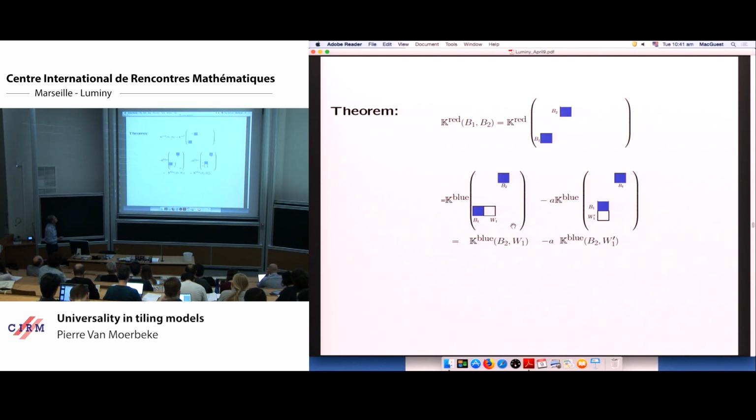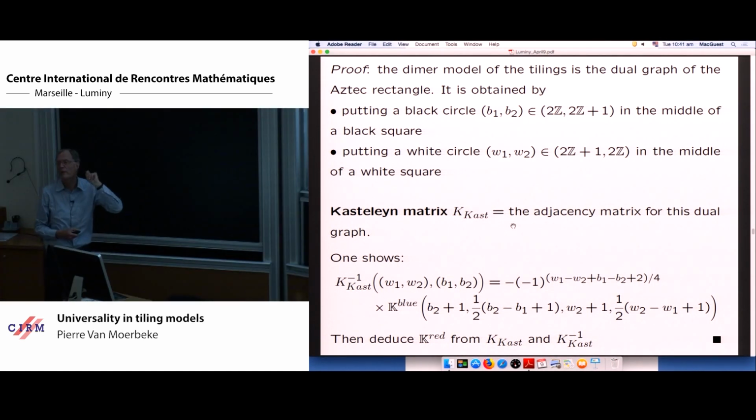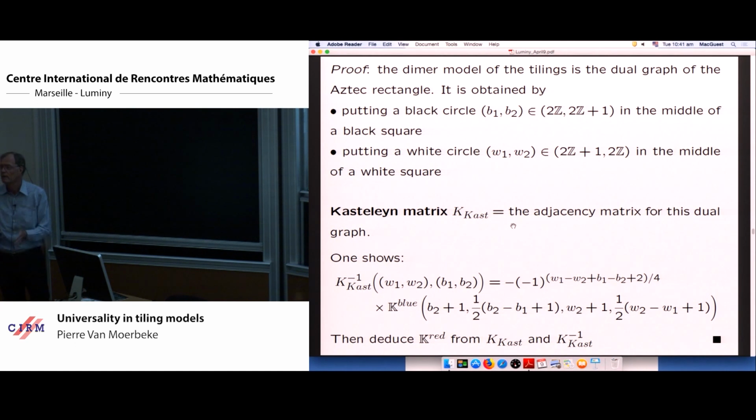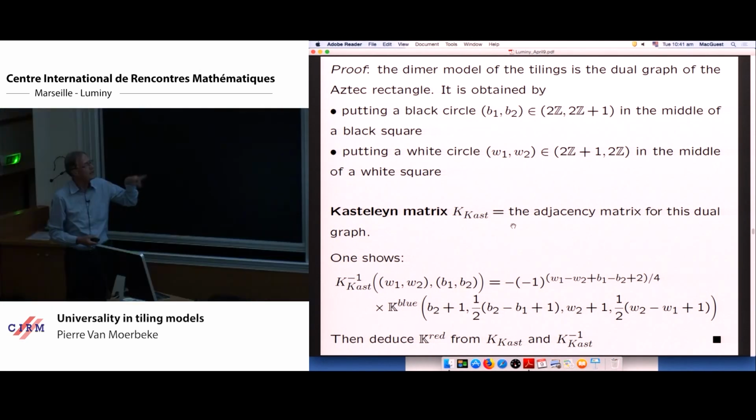Now, let me not go into the detail, but when you write down this Kasteleyn matrix, the miracle is that the inverse Kasteleyn matrix, which no one in the world would like to compute, the inverse of that huge matrix, it's a fairly sparse matrix, but still it would be very, very complicated. But in fact, it turns out to be, modulo some slight translations, the blue kernel, okay? So that's a very remarkable fact.